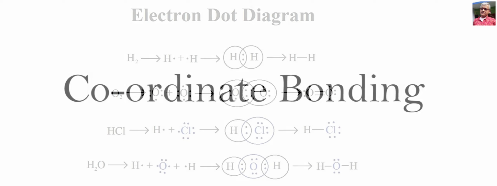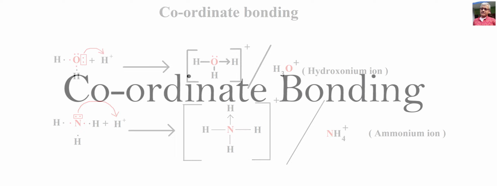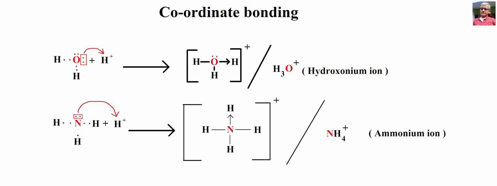Coordinate bonding, also known as dative bonding, is another type of bonding like covalent bonding. However, it involves one of the atoms contributing both of the shared electrons. That means a bond formed by a shared pair of electrons with both electrons coming from the same atom. An arrow is drawn here instead of a solid bond, indicating electron shift from donor to acceptor.